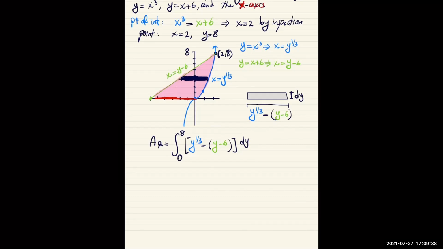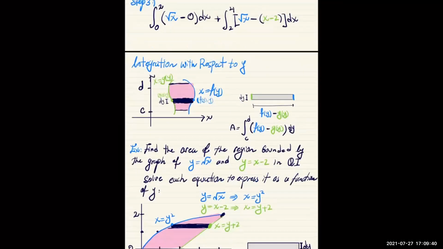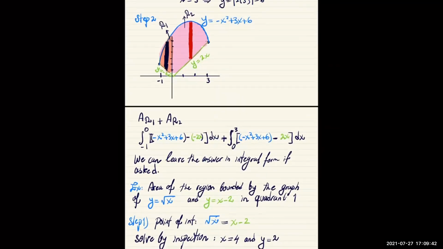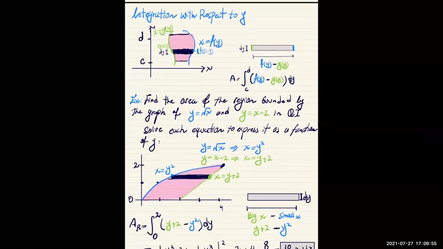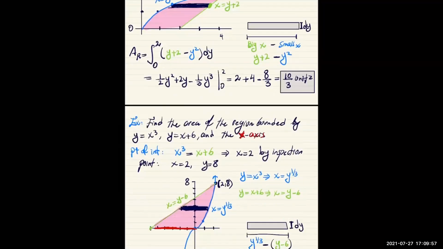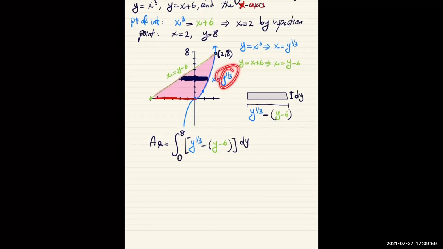Yeah, that makes it easy. If you're taking your rectangles vertically, it's always top minus bottom. But if you're taking them horizontally, it's always right minus left. If you don't do right minus left, you're going to get a negative value, and that just makes no sense.